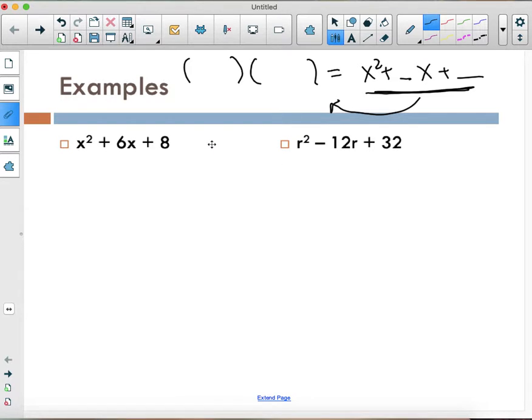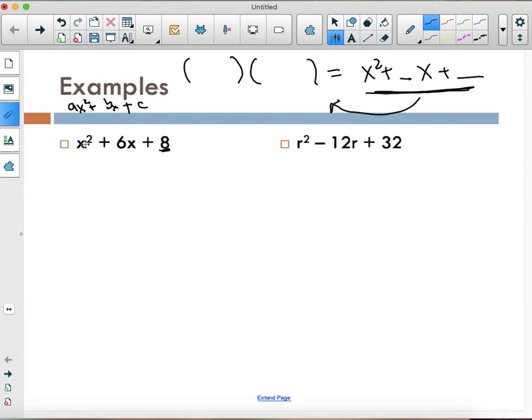So on the left side, we list our factors of our C value, and this is only if there's no number out front, no number with my x squared. When I talk about my A, B, and C values, our normal form is ax squared plus bx plus c. So our c is that last term over here, that's the 8. If there's no A value, then we don't have to worry about any extra steps.